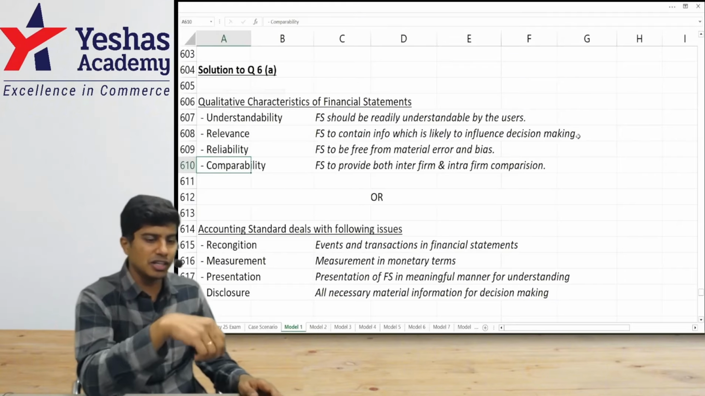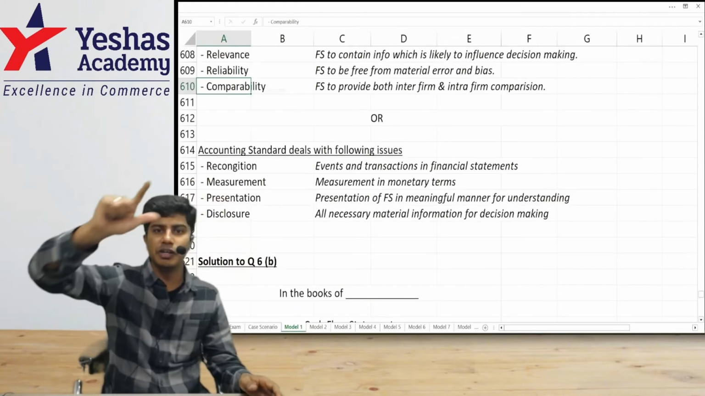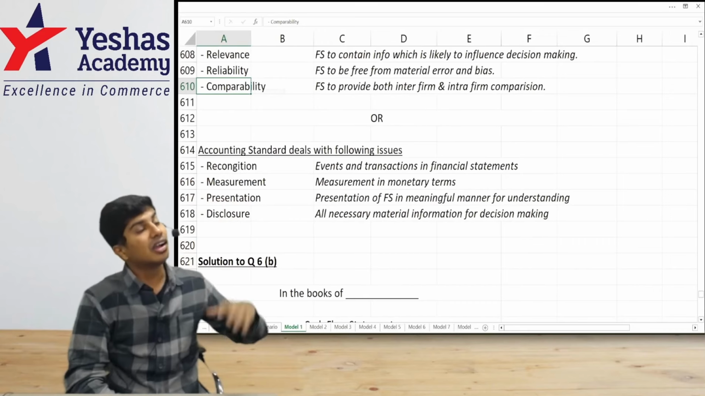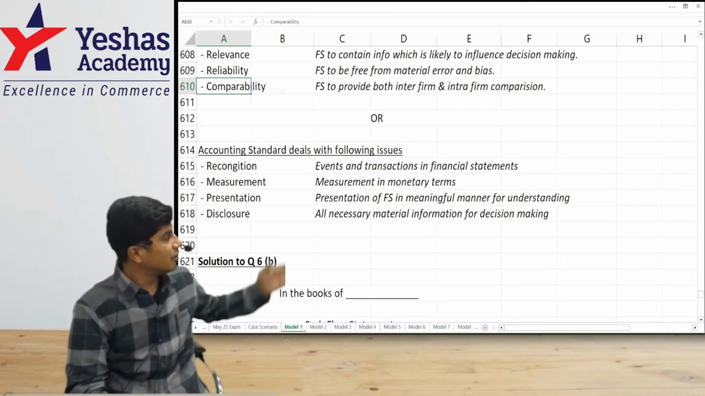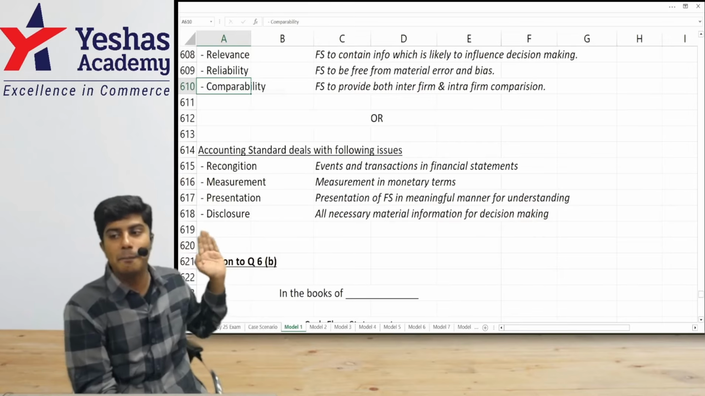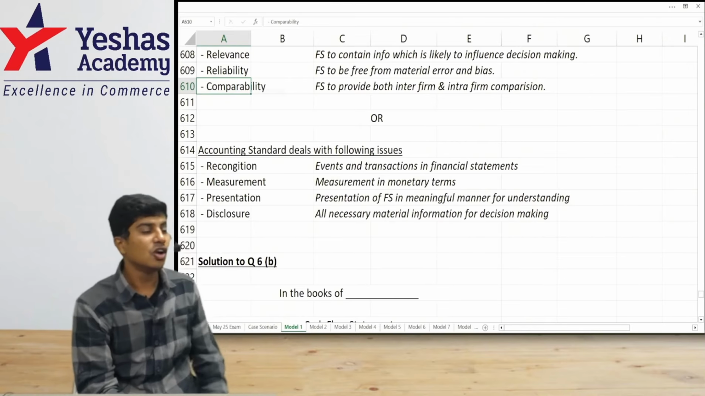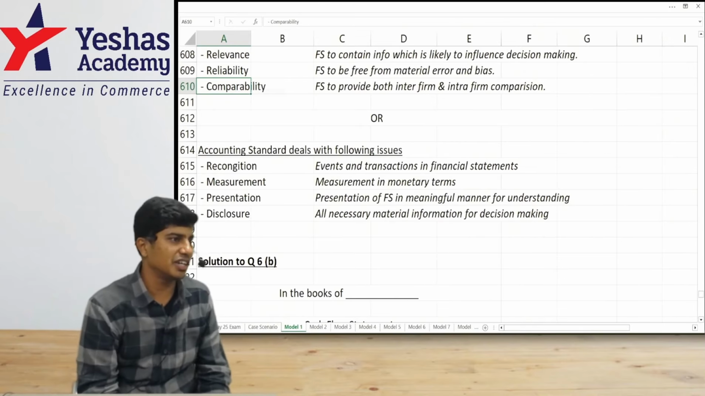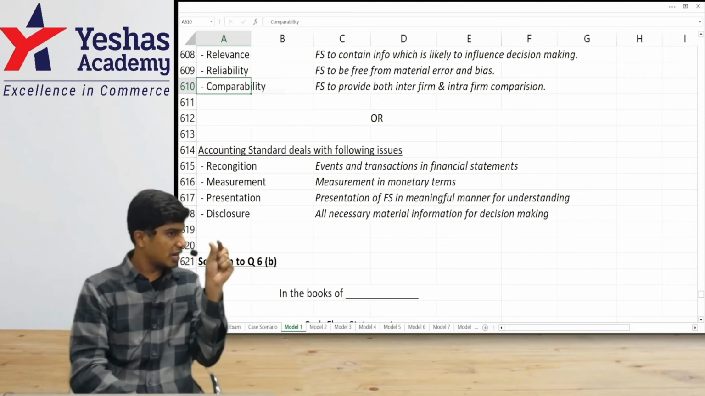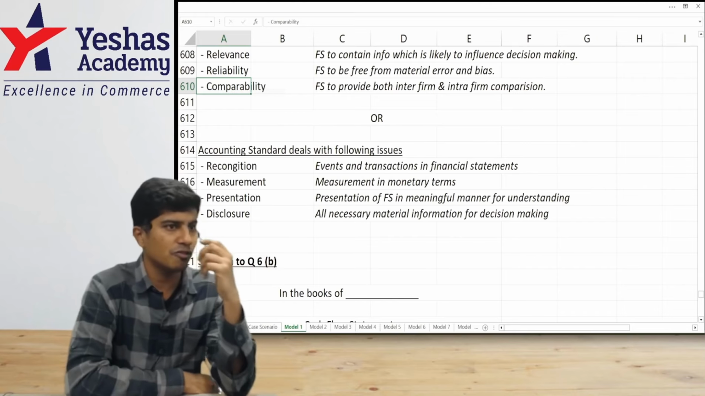Accounting standards are written policy documents issued by government, expert accounting body, or other regulatory body covering the aspects of recognition, measurement, presentation, disclosure. What should we recognize? Transactions and events. And once we identify those transactions and events, they should be measured in terms of money, because accounting is all about money measurement.